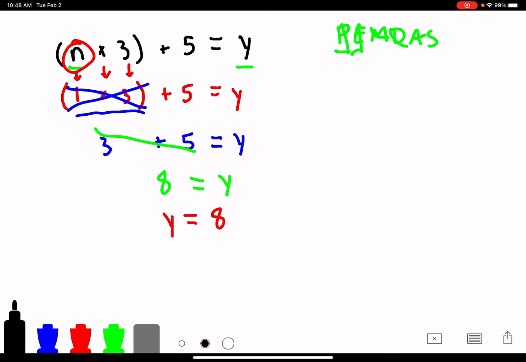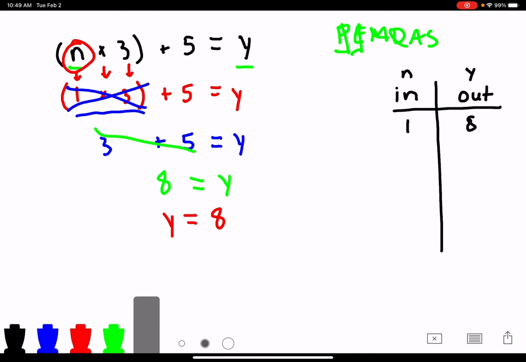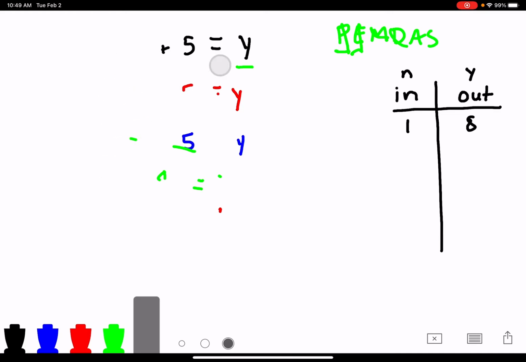And we can record this in a nice little input-output table. Okay, we've talked about these. Let me show you how we do that. Our input was the letter N, and our output was the letter Y. So now I'm just going to record what I found. If N equaled 1, I put a 1 there because that's what I put in for N. If N equaled 1, Y equaled 8. Okay, and now we can try other numbers for N. So let's try a different number for N and see what we get. Okay, I'll show you what I mean.